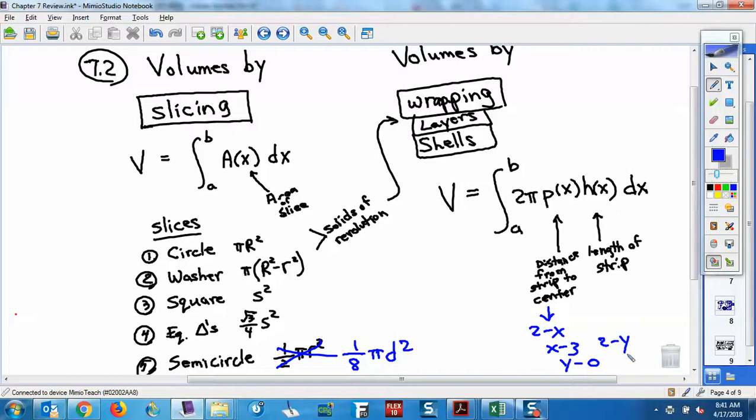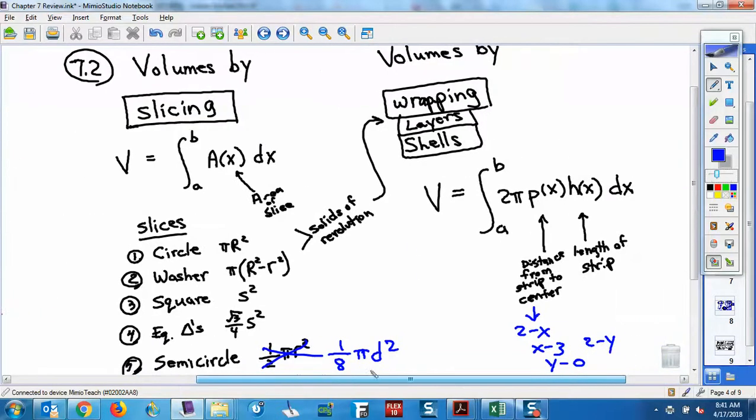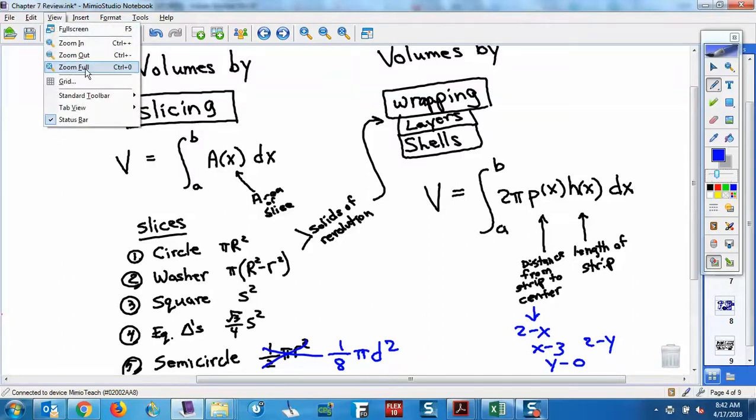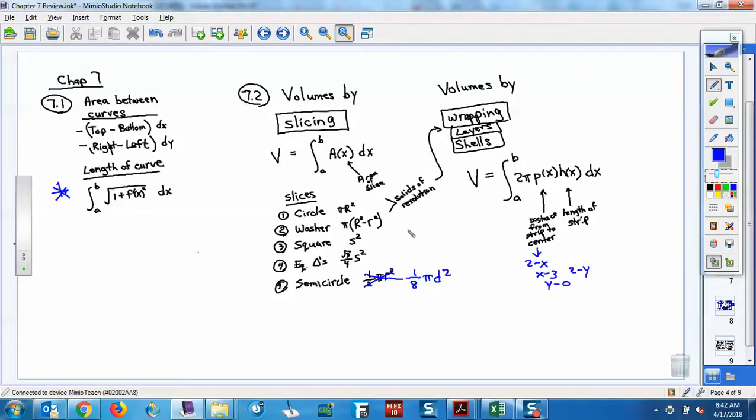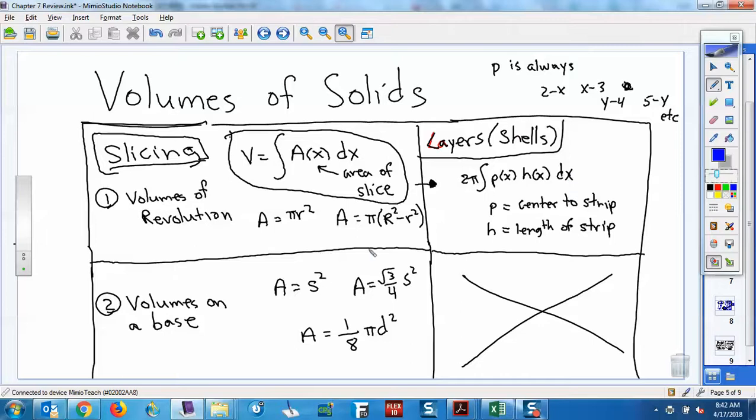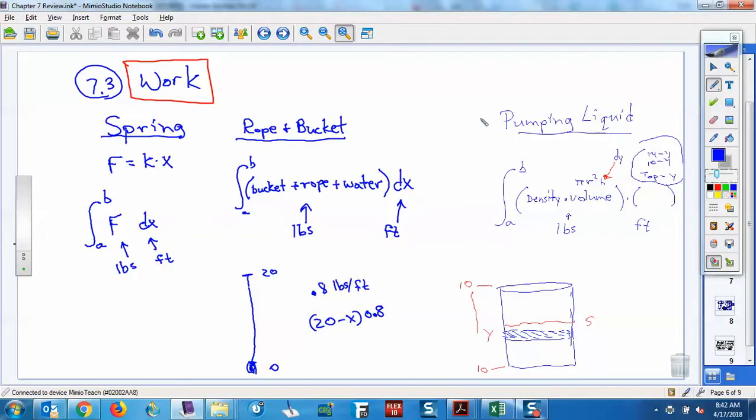All right, so a lot of those kinds of things. All right, let's see what else. And then this was the box I'd made with that. So the volumes of revolution, shell was kind of an alternate to those, and then we had the volumes on a base. That's just kind of how I organized those. So don't worry about this part over here to the right. So we had the spring.